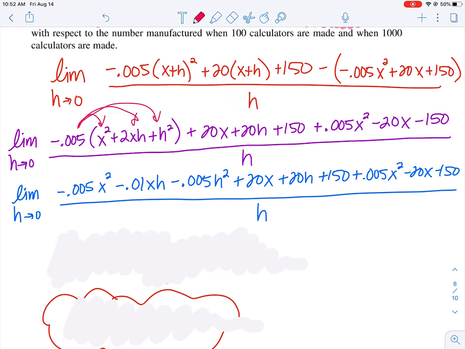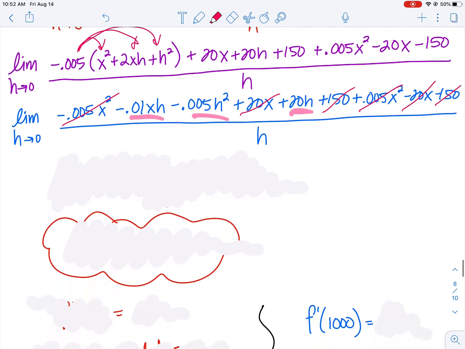All right, let's reduce. It looks like I have a negative 0.005x squared and a positive, so those cancel. I have a positive 20x and a negative 20x, so those cancel. Ooh, I have a positive 150 and a negative 150. So it looks like all the terms that are left over have h's, so that makes me feel good because that's what's supposed to happen, right? So now that all the terms have h's, I can factor out an h.